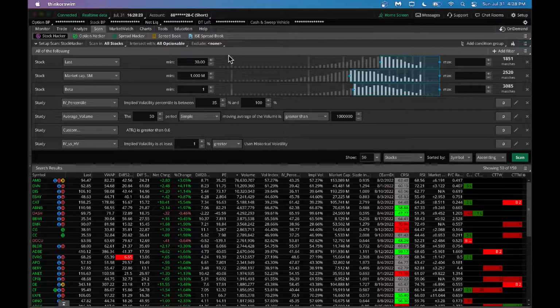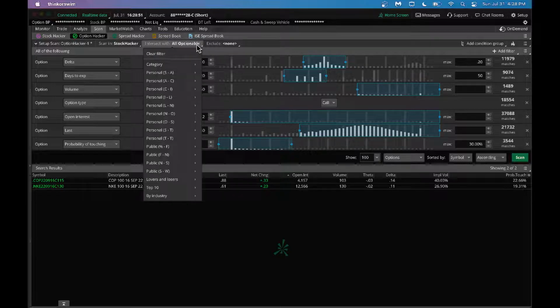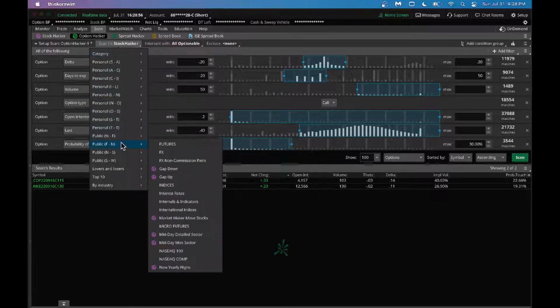So next I would go to my option scanner or option hacker. Option hacker is a great way to hack for the options here. So here I could just scan again. And look, right now I'm very restrictive. That's why I don't have too many names here. What I could do is be a little bit less restrictive, and I could say I want to look at all optionable, and instead of stock hacker here, I could say I want to look at Russell 1000 and go from there. I would go here to Russell 1000.